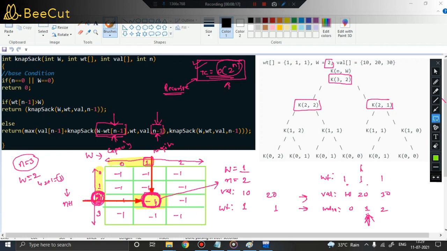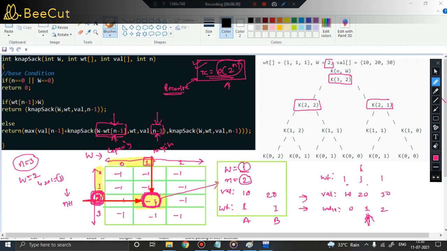So if you want to find out the value of this particular cell, then you need to solve this subproblem. What is the subproblem? You have a capacity of knapsack as 1, there are 2 items left, and the values of the items are 10 and 20, and the weight associated with them is 1 and 1. And which are the items? Item A and item B. I hope you got the point, right? Because I'm pointing out to this row.